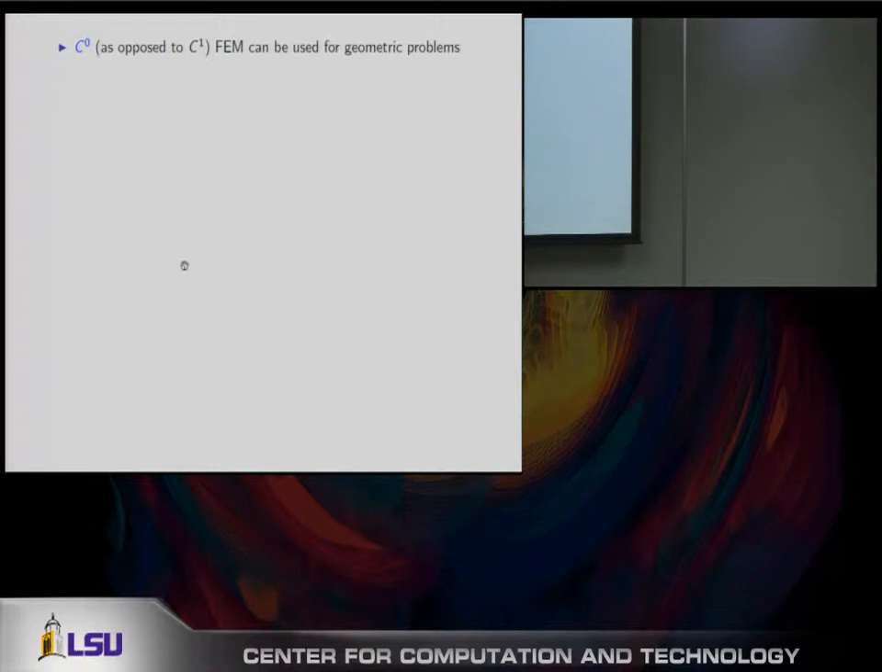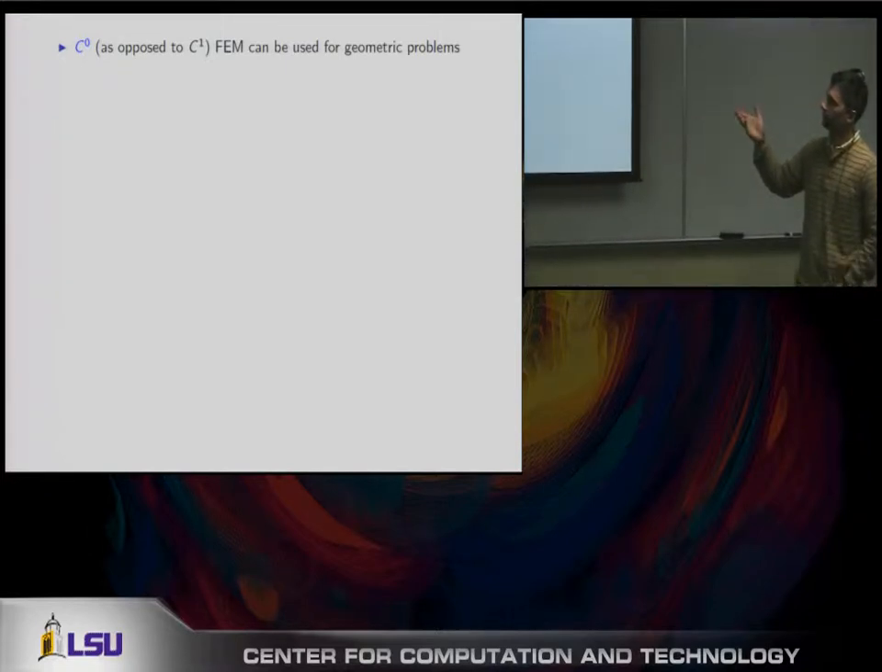Let me start. If I have to summarize this talk in one single line, I would say that continuous and only continuous finite element can be used for geometric problems. This line by itself is extremely broad, so it means actually nothing. So my goal in this talk is to clarify what I mean by each piece: what I mean by finite element method, what I mean by a geometric problem, and what I mean by can be used.